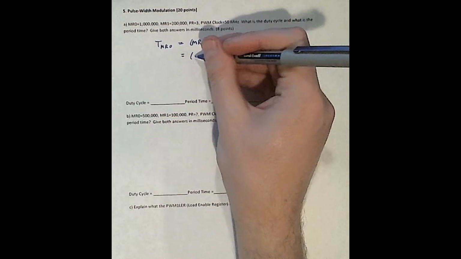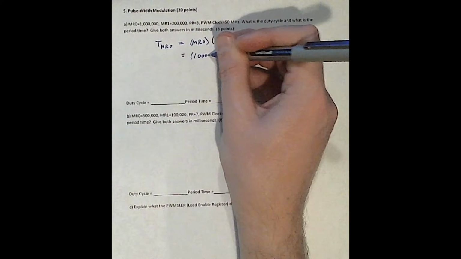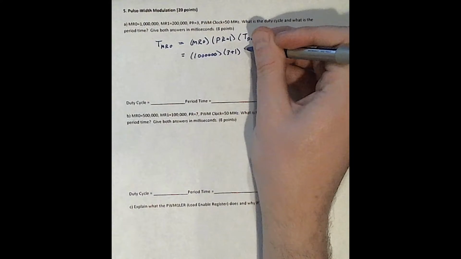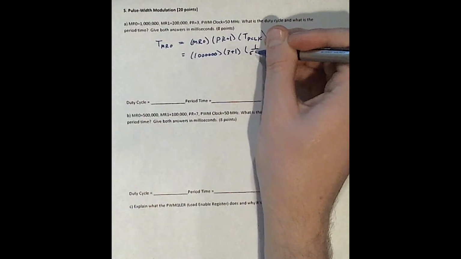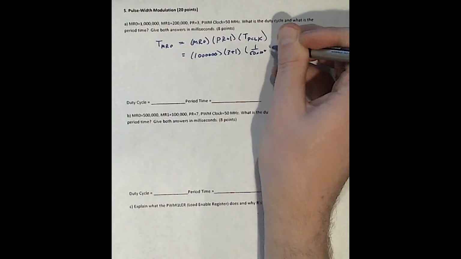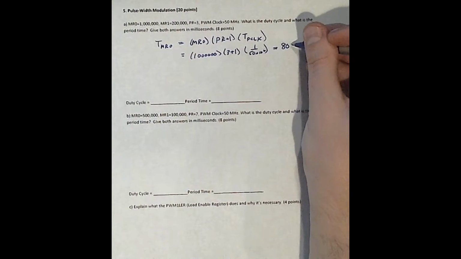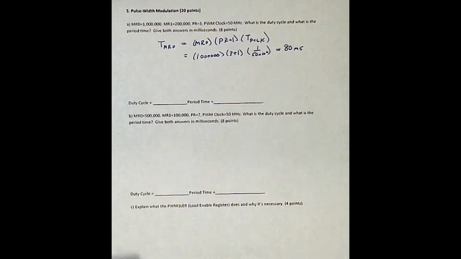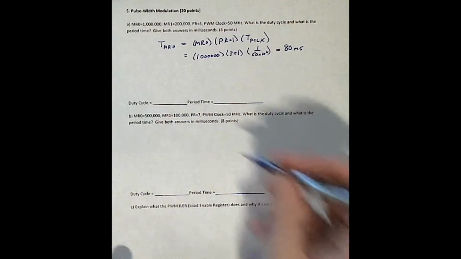So we're going to put in 1 million. We're going to put in 3 plus 1. And then we're going to have TPCLK as 1 divided by 50 times 10 to the 6th. And we plug and chug. That gives us 80 milliseconds as our outcome. So just plugging that into your calculator, running it through.